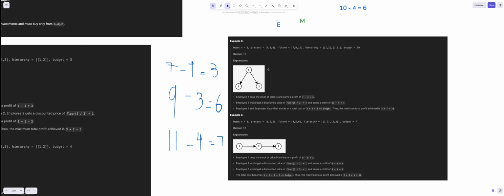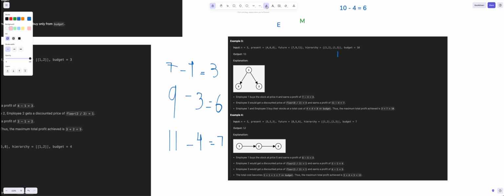So let's consider employee 2 purchasing at the discount price. With the combination of the manager and the second employee, the profit is 9. But what if we let the manager and the third employee, meaning the index 3 employee, purchase, and we don't let the second employee purchase? That will maximize our profit.